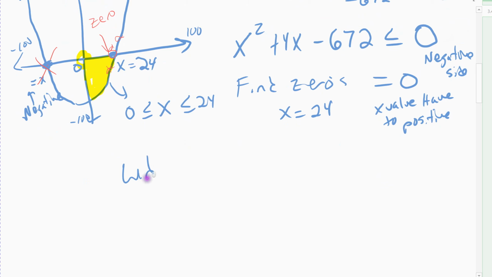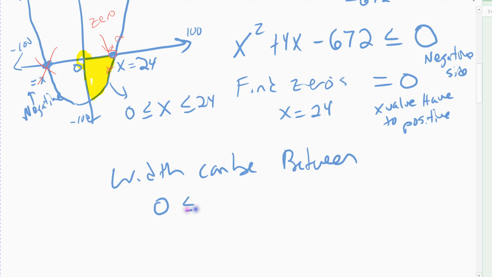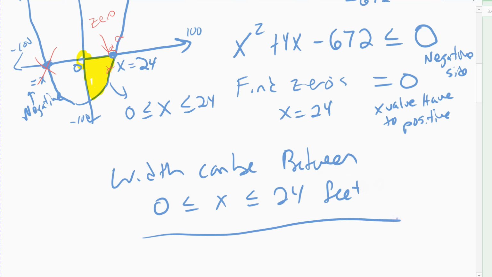The width can be between 0 to 24 feet, which means the length can be anywhere from 0 to 28 feet. They didn't ask for the length, but the length would be 4 more, and you can't go past 0. Actually, if the width was 0, technically it would be from 4 to 28. But they didn't ask for that.